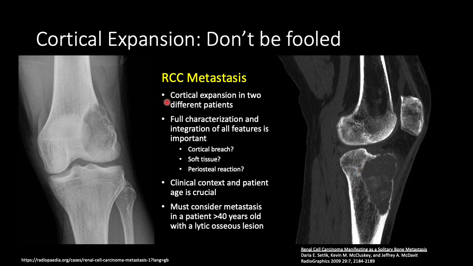But the main point is that you want to really consider the clinical context when you're interpreting these bone lesions, because if you know the patient has a history of RCC, your suspicion is much higher that this is not just aggressive, but a malignant lesion, possibly a metastasis from their RCC. The other thing to consider is whenever you see a lytic lesion in an adult or a patient older than 40 years old, you should always consider metastasis in the back of your head. And it's important to always include it in the differential diagnosis.